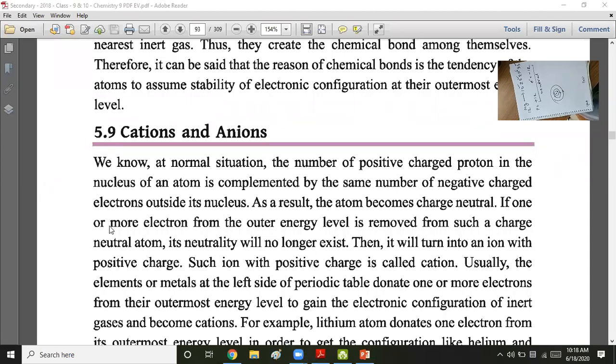If one or more electrons from the outer energy level are removed from such a charge neutral atom, then neutrality will no longer exist, and it will turn into an ion with positive charge. Such an ion with positive charge is called a cation. What is a cation? So I am going to my copy again.